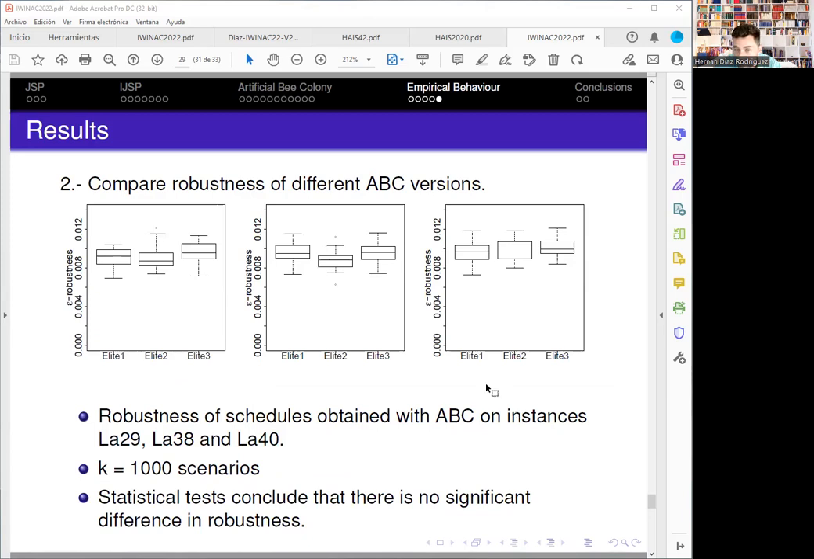Okay, and in the second stage, we compare the robustness of the different ABC versions, and we conclude that the robustness is very low, and the statistical tests say that it's also similar statistically. So we don't disregard robustness in favor of getting better solutions, but we keep also the quality of the solutions in the three versions of the algorithm.